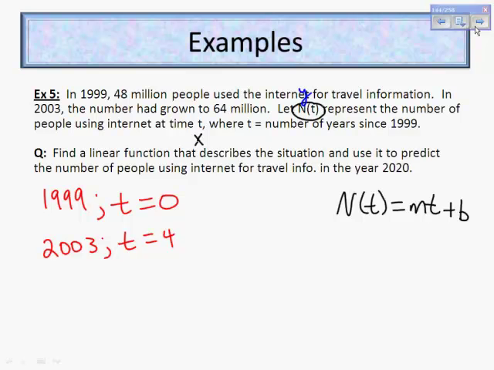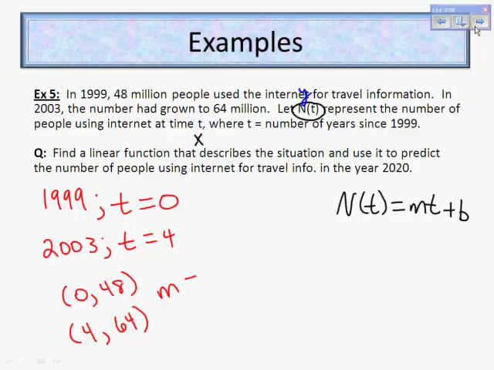All right, so just using my function notation. So I have a couple of ordered pairs. It says that in 1999, or t equal to 0, 48 million people had used the internet. So I can write the ordered pair 0, 48. And then it says in 2003, which we said was t equal to 4, that number had grown to 64 million. So I have 2 points on my graph, so I can find the slope between those 2 points.